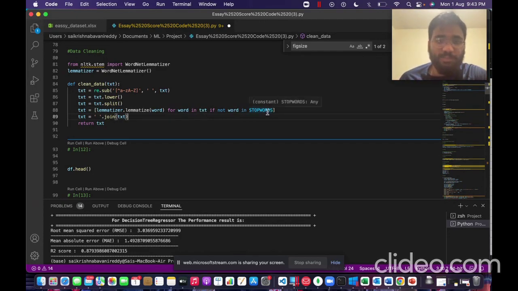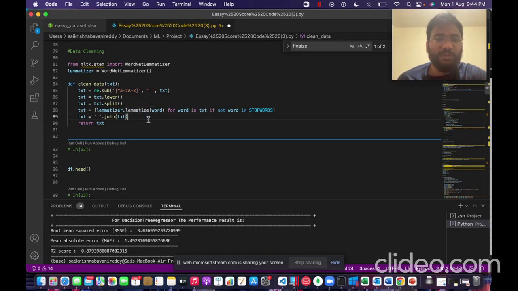So the stop words are nothing but the words which are used to connect the sentences or connect the words, such as is, and, or, the, of. All these words are stop words. These words don't have any meaning, so I have removed all those words and only considered the meaningful words. And then from those words I tried to lemmatize them. For lemmatizing I used the lemmatizer.lemmatize function. Lemmatizing is nothing but finding the base word of the words.